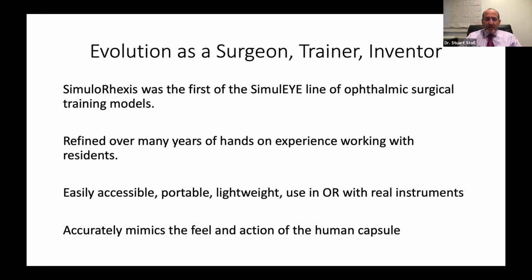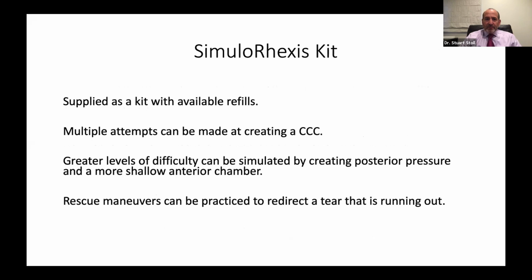So we've refined these models over many years of hands-on experience working with residents. And the models are great because they're easily accessible, they're portable, they're lightweight. You can use them in the OR with your own instruments. It's never going to be exact human tissue, but it accurately mimics the feel and action of the human capsule for our CCC. And with other models, the goal is really to provide a platform where you can get experience, understand angles, and understand where you're supposed to approach and how you're supposed to do things without being in the actual OR with your patients.